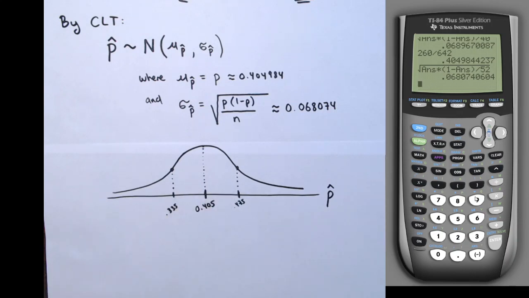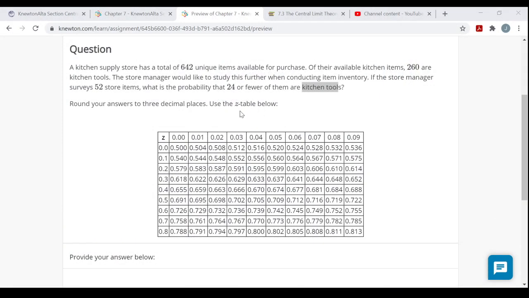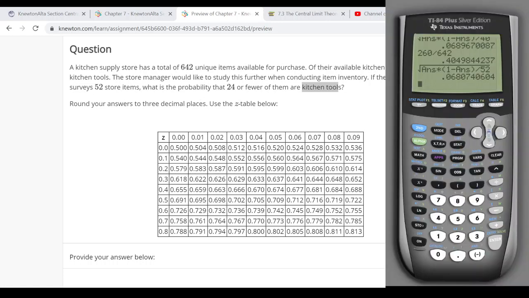Okay, but that's beside the point. All right, what we're asked to figure out, going back to the problem, is if he pulls 52 store items, what's the probability that 24 or fewer of them are kitchen tools? So what's 24 out of 52? Right, so I'm gonna pull the calculator up. What would be the p hat when 24 are successes? So 24 out of 52 is 0.4615.